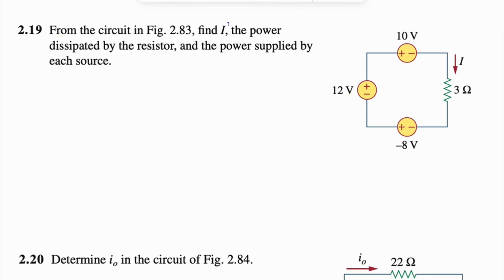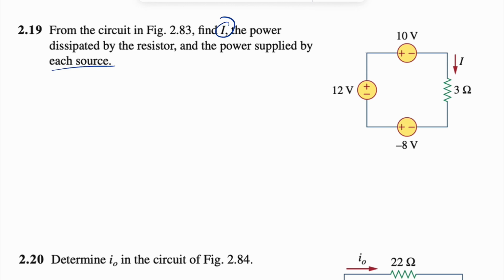Alright guys, welcome back. We have two more questions from the second chapter of Fundamentals of Electric Circuits. In the first one, from the circuit on the right hand side, we need to find the current I and the power dissipated by the resistor and the power supplied by each source. So first thing we need to figure out the current.